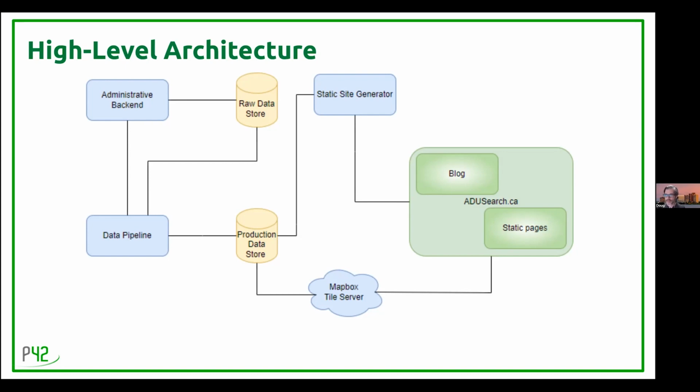And the static site generator also requires data from our production data store. And the static site generator is our tool that takes the processed geodata from our production data store, along with a bunch of artifacts that are downloaded from our administrative backend, and processes them to generate all of the static web pages that are required to serve the application, okay? And once all of that is done, we populate those static pages onto ADUSearch.ca, and you can see that there is also a blog component there.